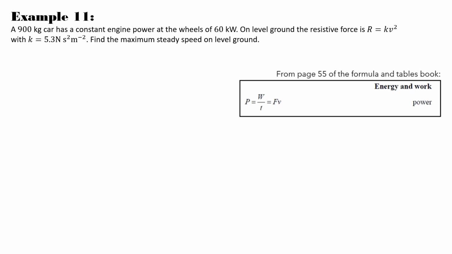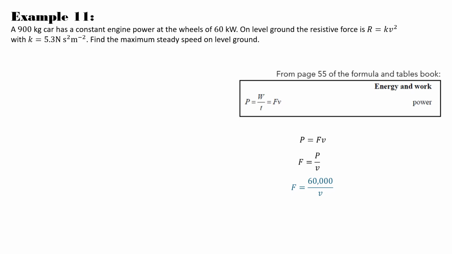So I'm going to convert that power to a force. We have P is equal to FV, so F, the force, is power divided by velocity. We don't know what that V is; we're trying to find it. It's the maximum steady speed on level ground. So I'm going to plug in my P first: my 60 kilowatts is 60,000 all over V.